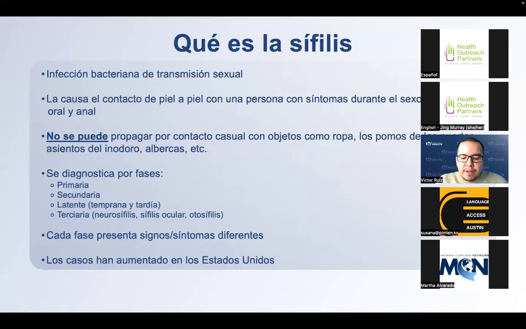As we go through the next few slides, the United States has seen an increase in syphilis, and so you're going to start to see a lot more data and research. As we go through, we just wanted to let folks know that this is data being presented to you all. Next slide, please.